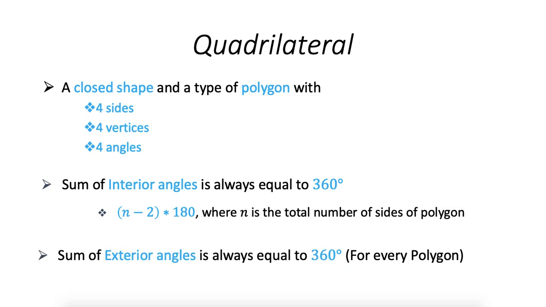Another important property is that the sum of exterior angles is always equal to 360, and this holds true for all polygons. This property is really helpful in some cases, and it is used as a shortcut way to find the relevant answer to the question.